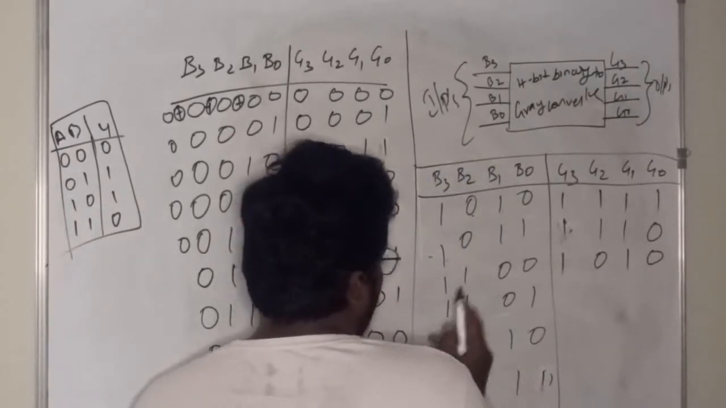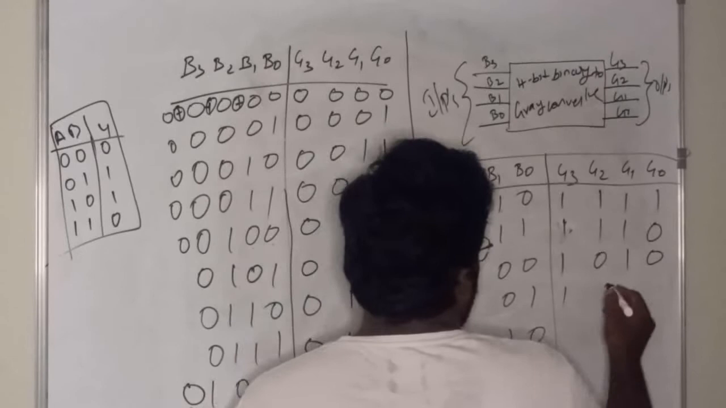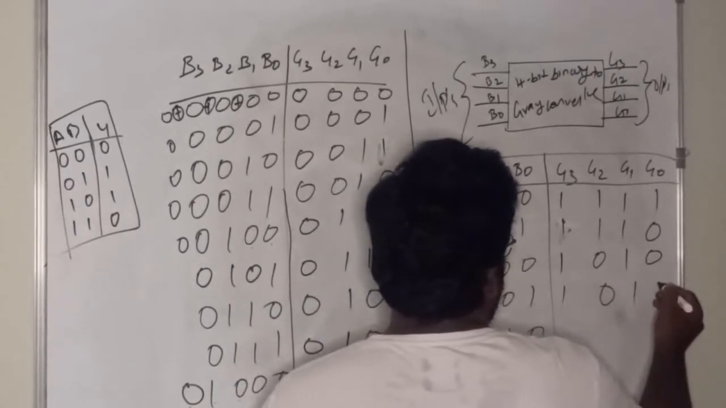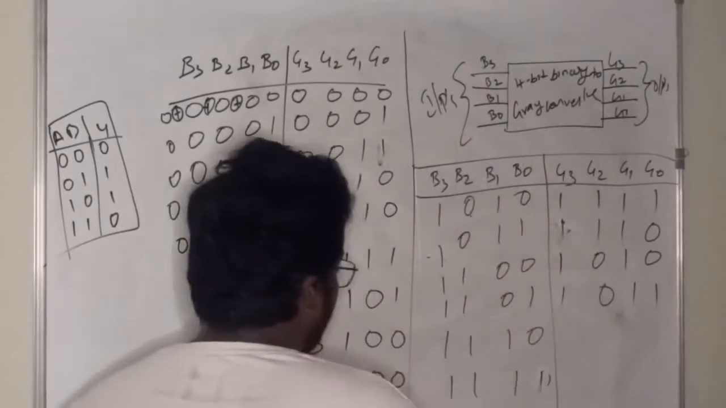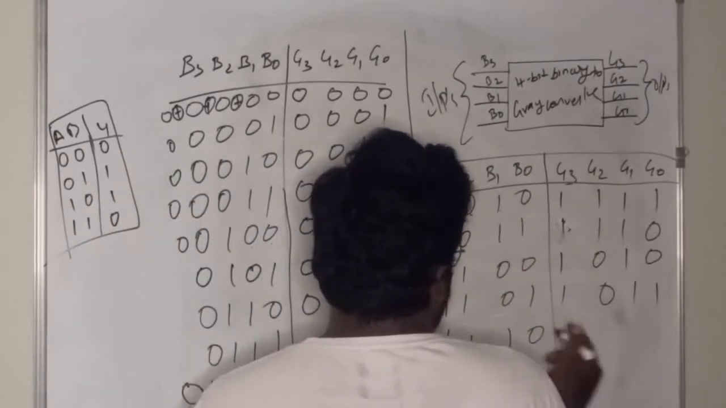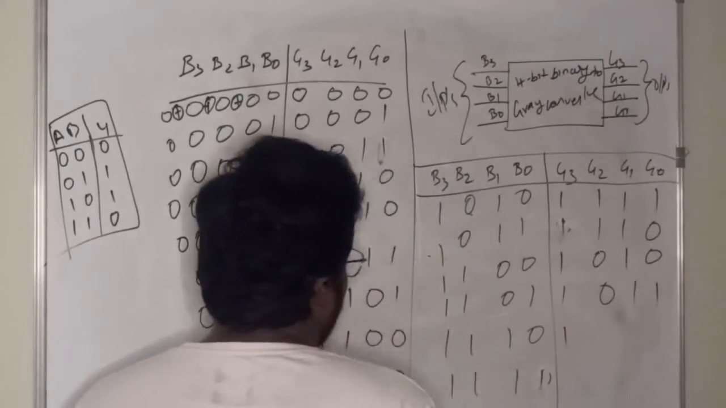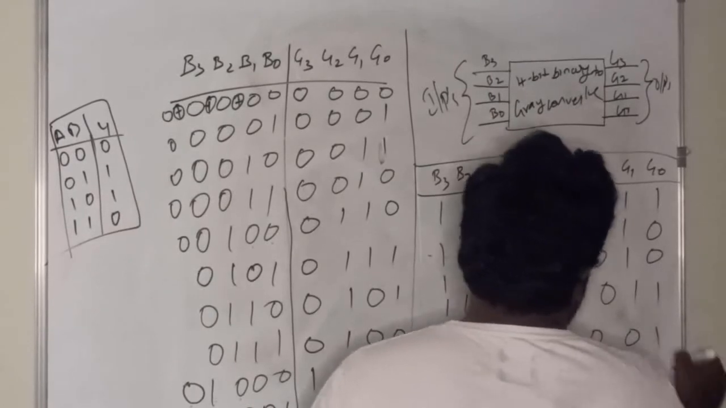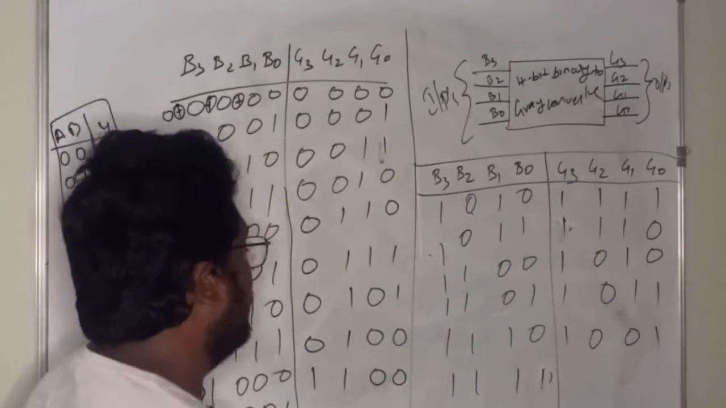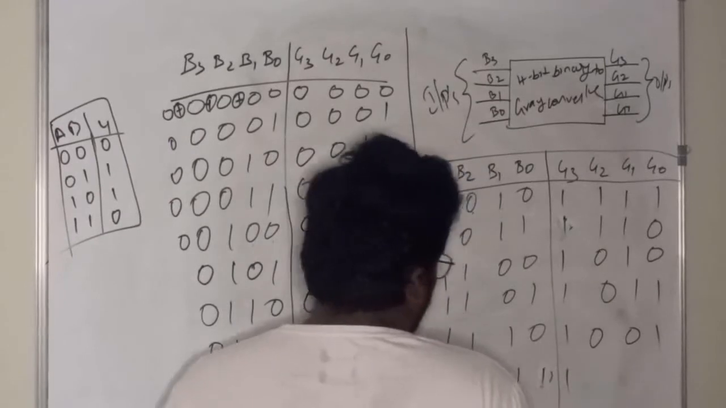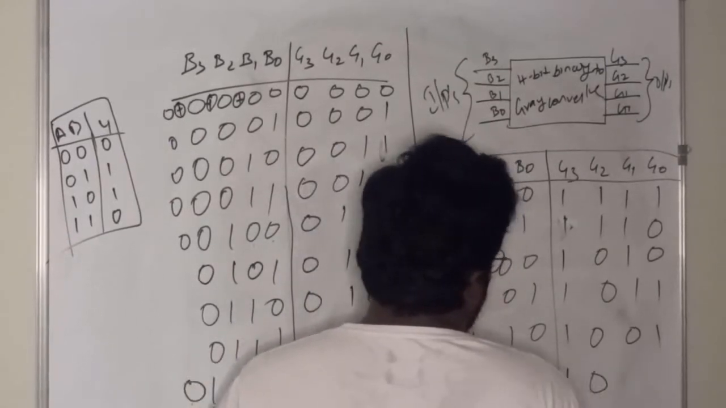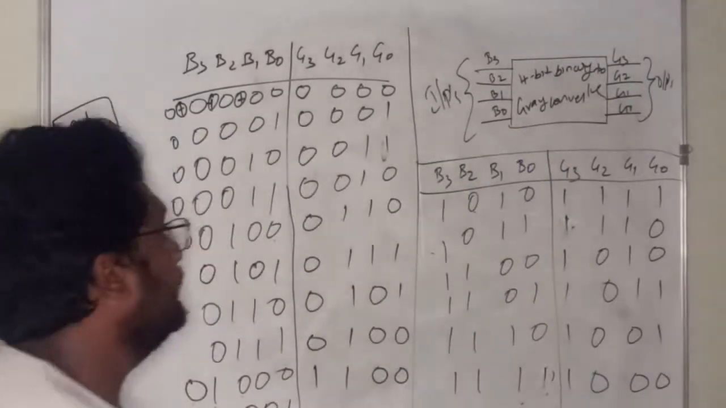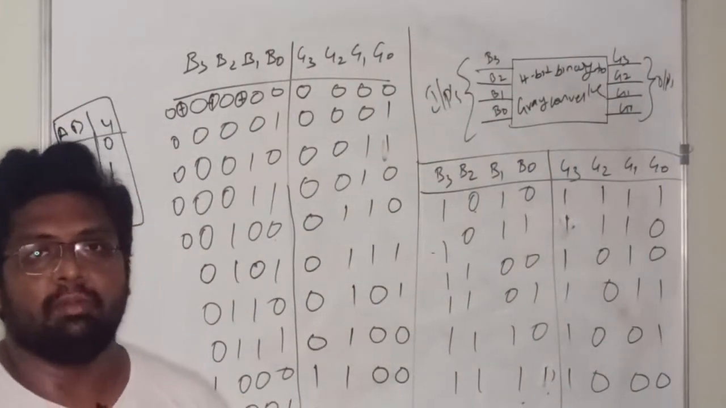So next, 0 XOR 1 will be 1, 1 XOR 1 will be 0, 1 XOR 0 will be 1, 0 XOR 1 will be 1. So 0 XOR 0, 0 XOR 1 will be 1, 1 XOR 1 is 0, 1 XOR 1 is 0, 1 XOR 0 is 1. Next, 0 XOR 1 is 1, 1 XOR 1 is 0, 1 XOR 1 is 0, 1 XOR 1 is 0. This is how we will be forming the truth table, right?